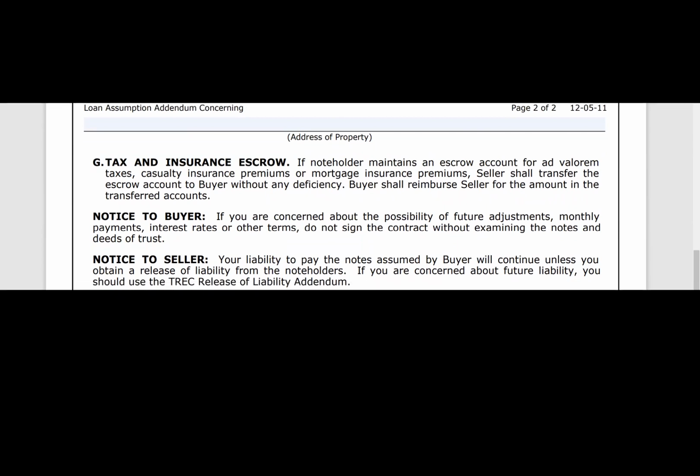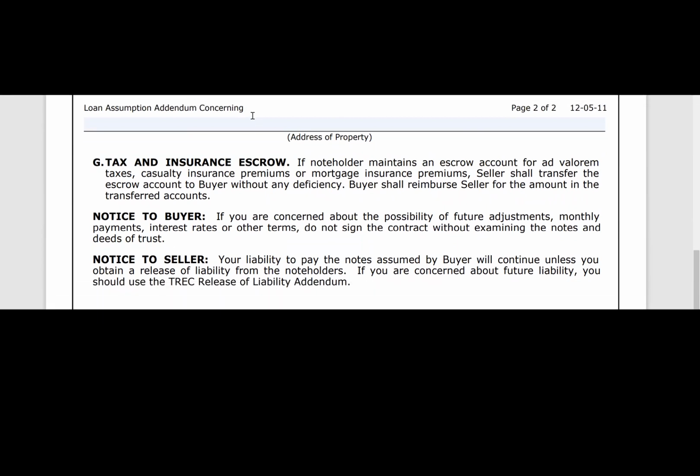Buyer and seller, we need to initial here. And right here, the address of the property, we need to go here. Paragraph G, tax and insurance escrow. So if note holder maintains an escrow account for ad valorem taxes, casualty insurance premiums, or mortgage insurance premiums, seller shall transfer the escrow account to buyer without any deficiency, and buyer shall reimburse seller for the amount in the transferred accounts.